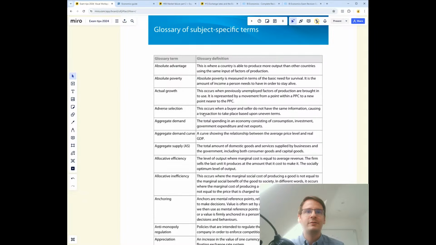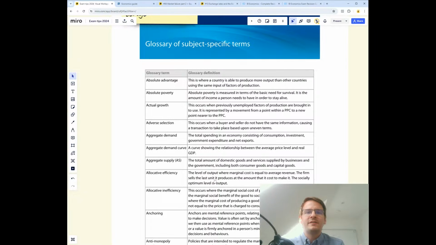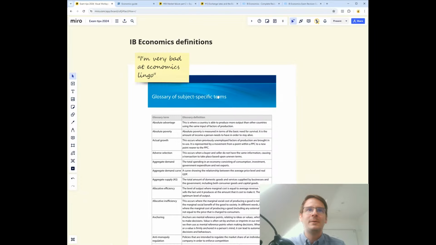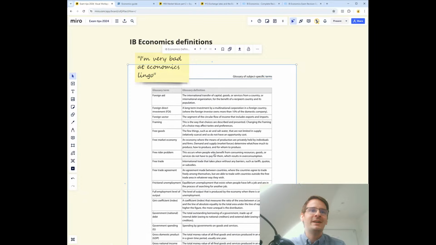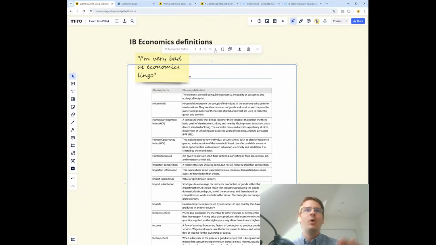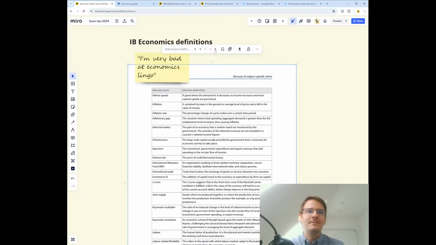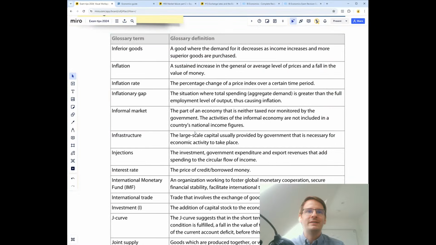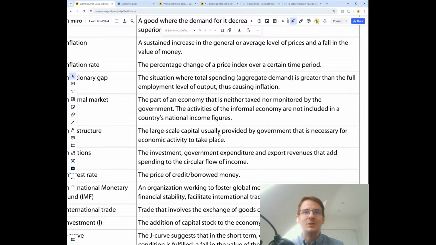I'm not saying you would have to learn everything by heart, but for example, if something comes up like you don't know how to define infrastructure, right? Most people know what infrastructure is, but no one is able to define it. Then you can open this booklet up. You go to page 7, I think, and there you'll see that there is a, maybe I was wrong and it's page 9. There is a definition of infrastructure by the IB. Okay, infra, where is this? Here it is. Large scale capital usually provided by the government that's necessary for economic activity to take place.